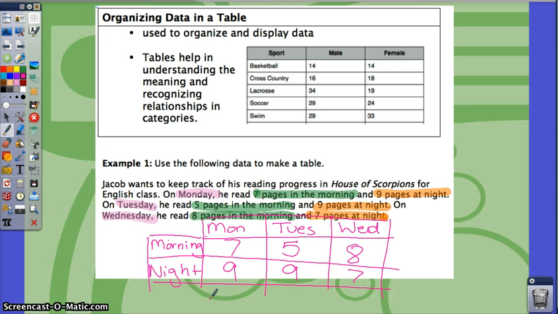So this just helps us to look at what happened and maybe be able to analyze. If I'm looking at this table, I might start thinking, okay, I noticed that typically he reads more pages at night than in the morning. He probably has more time in the evenings. So it's just a nice way to see and organize the data. You've done tables before, so this shouldn't be new. Again, you could do it the other way. You could do Monday, Tuesday, Wednesday, morning, night.